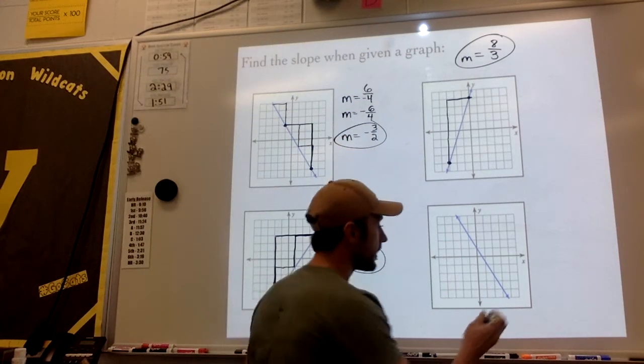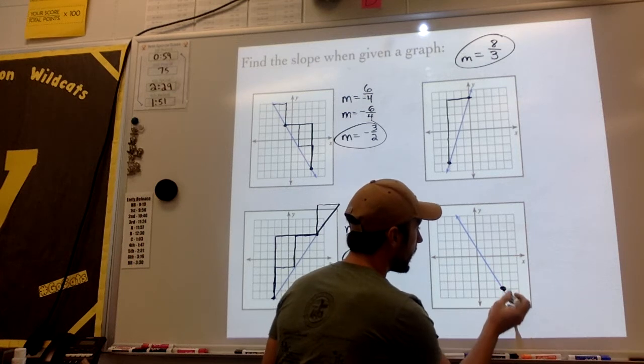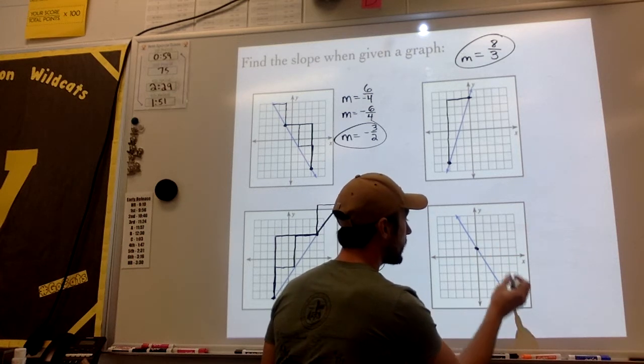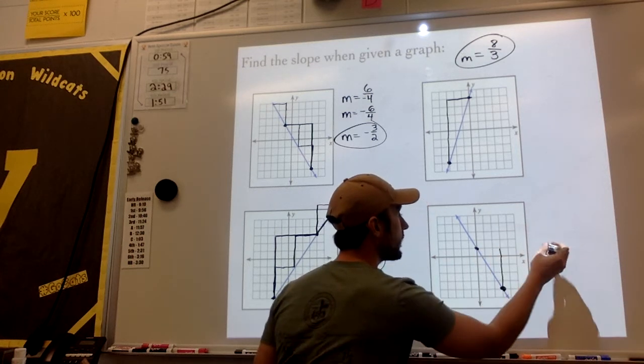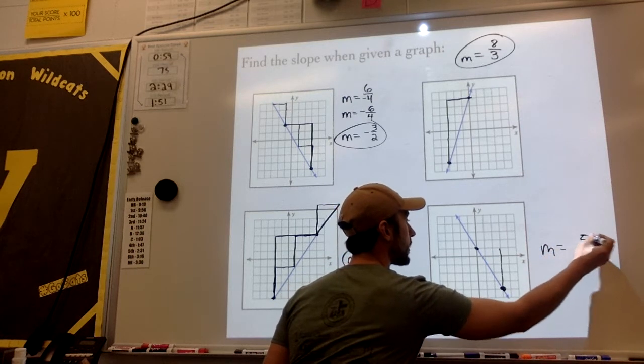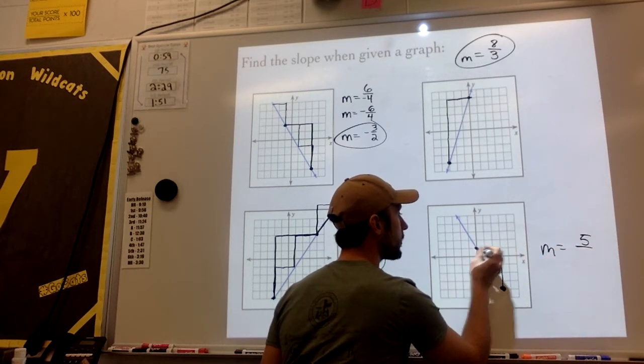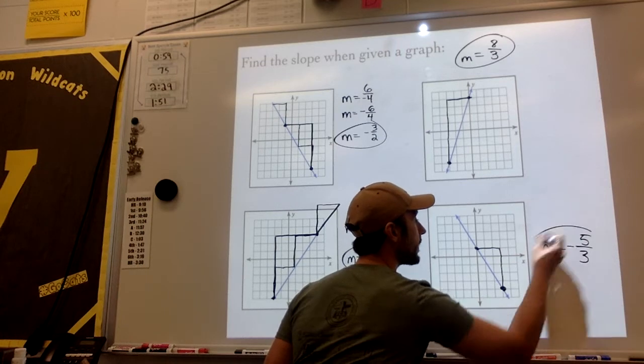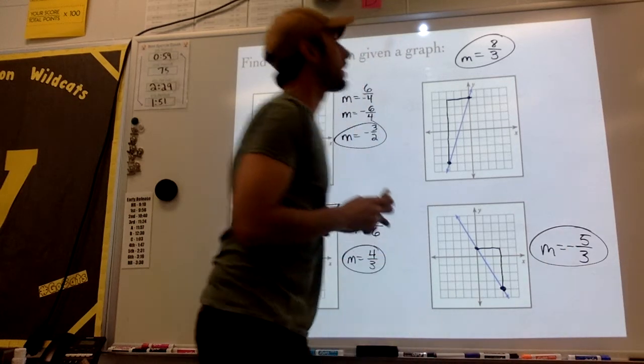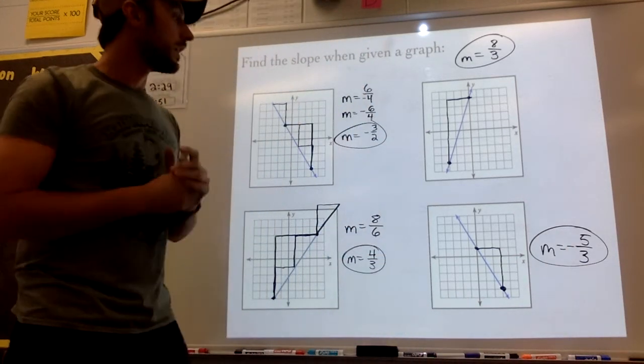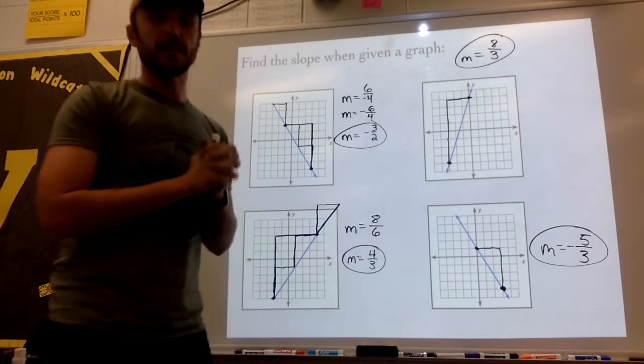Okay, last one down here. This is a good point right there, and that's a good point right there. Up 1, 2, 3, 4, 5. So my numerator is 5 because that's my rise. And my run is 1, 2, 3. It's going to be a negative 5/3 because I am running to the left. So that's how you find slope given a graph.